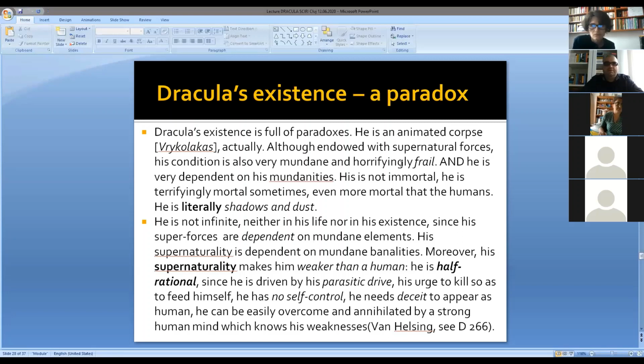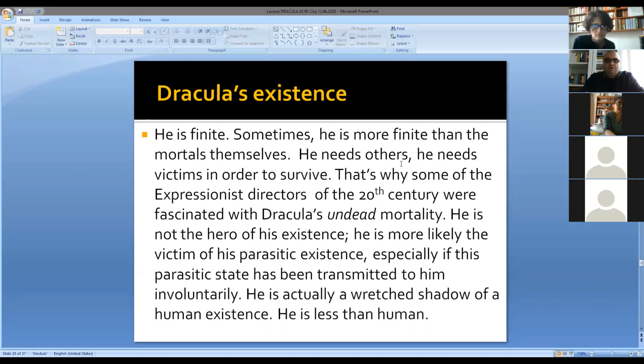His super forces are dependent on mundane elements, small, detailed, mundane elements. His supernaturality is dependent on mundane banalities. Moreover, his supernaturality makes him weaker than the human, because he is half rational, since he is driven by his parasitic drive, his urge to kill so as to feed himself. He has no self-control. He needs deceit to appear as human, so he cannot be human. He can be easily overcome and annihilated by a strong human mind which knows his weaknesses, such as Van Helsing is. So he is not infinite, he is finite. Sometimes he is more finite than the mortals themselves.